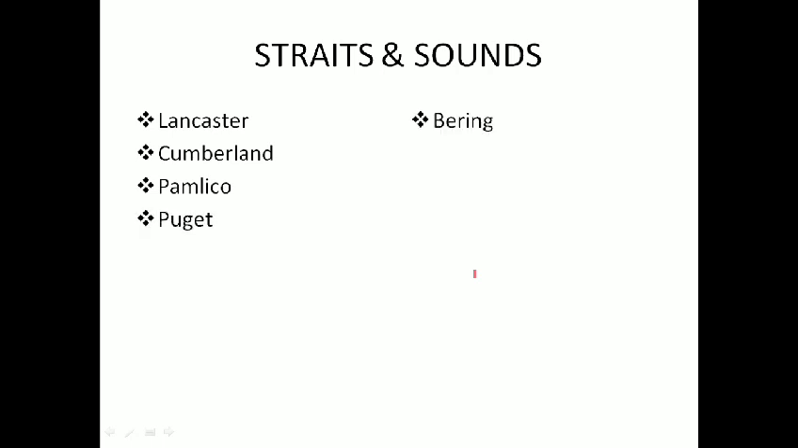Next, you have to learn about the straits and sounds. What are the prominent sounds? Lancaster Sound, Cumberland Sound, Pamlico Sound, Puget Sound. Lancaster and Cumberland are towards Canada, whereas Pamlico Sound and Puget Sound are both located towards the USA. Now come the straits: Bering Strait, Davis Strait. Bering Strait divides North America from Asia, whereas Davis Strait separates North America from Greenland.